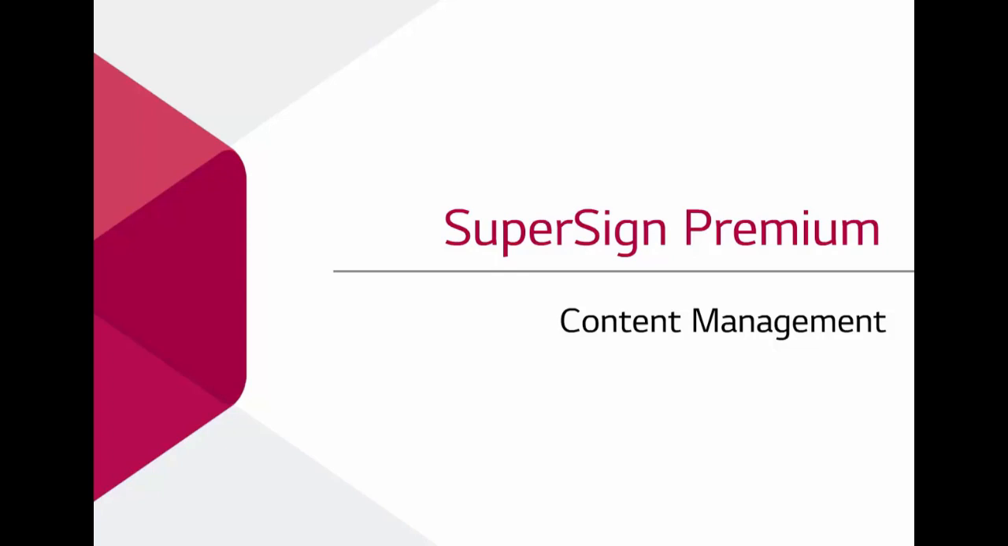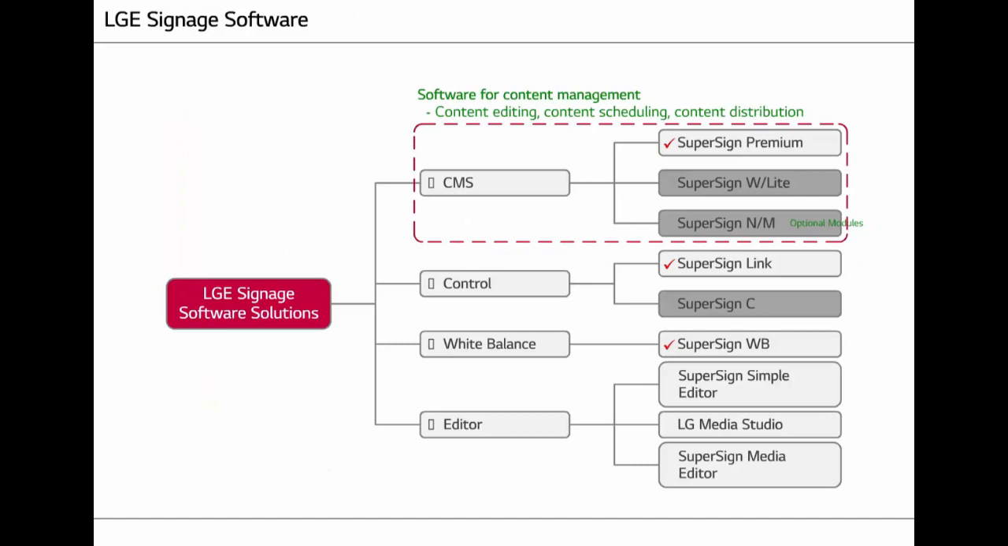Hello, everybody. Today's lecture is about CMS, the first category of digital signage software. There are a large number of products in our signage software lineup, and they can be largely divided into four categories. The first category is CMS, short for Content Management System. These products are used for content creation and editing, scheduling and distributing that content to signage displays.